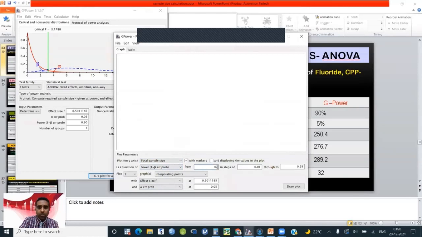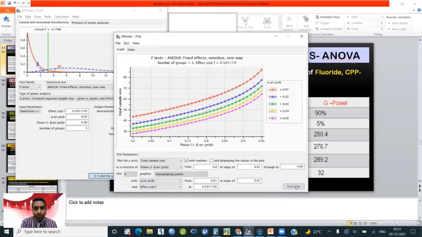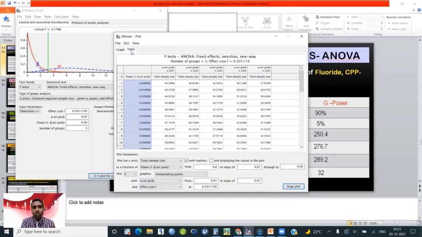Now I wanted to create a graph and table. From 80 to 99, I wanted to know the sample size for varying powers. And you can even control your alpha value also. I want sample size for varying alpha. So let me draw a plot. So let us go into the table.